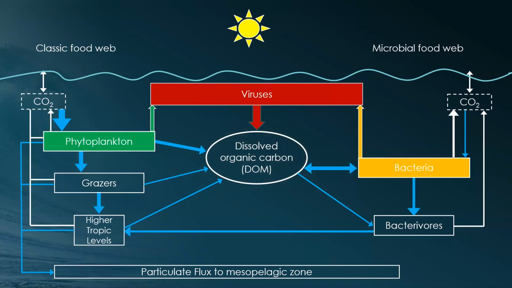Direct rates for estimating carbon flow through this viral pathway are rare, and consequently, we know very little about how this pathway is influenced by and responds to environmental conditions. This gap limits our understanding of biogeochemical fluxes over broad scales.